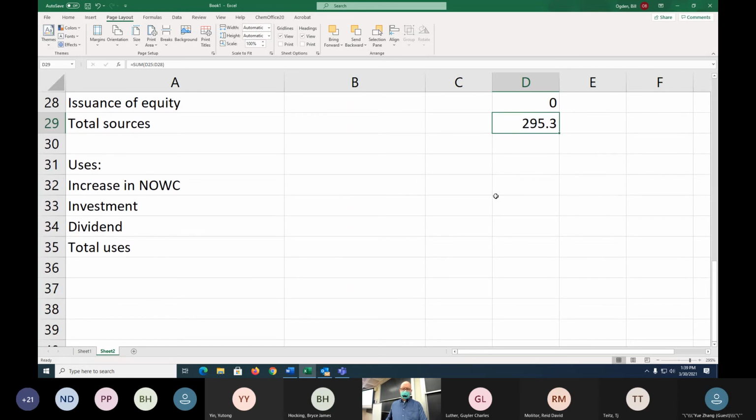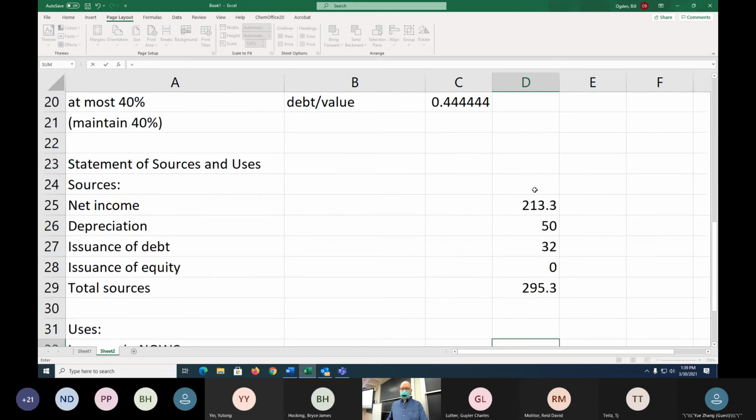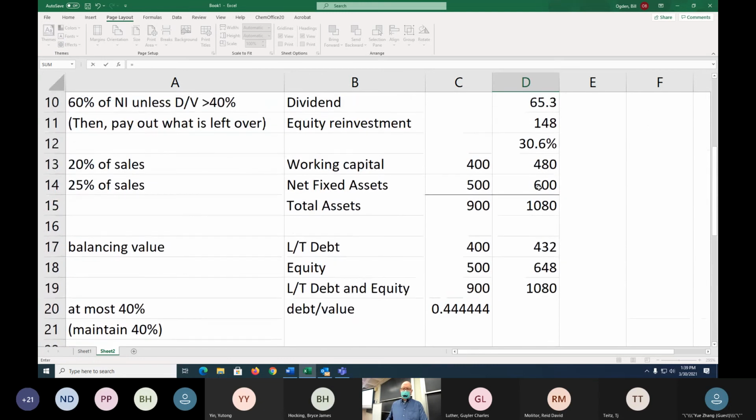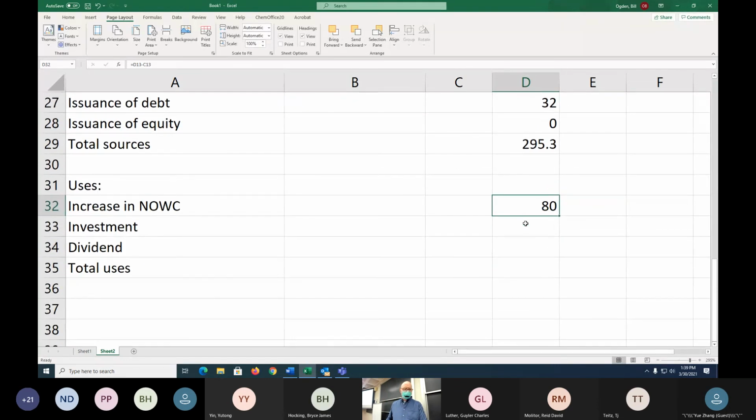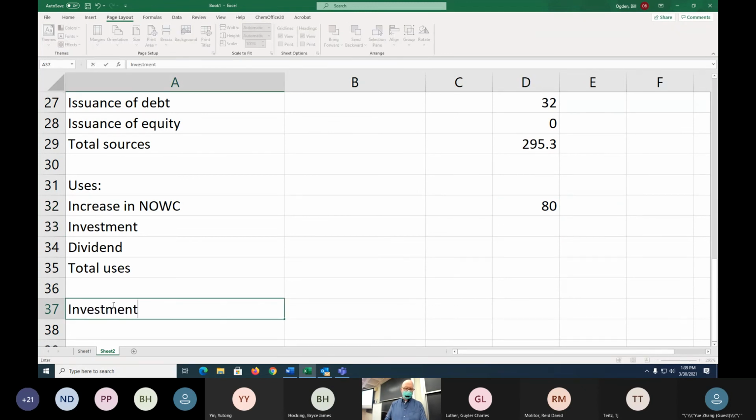Okay, uses. Increase in net operating working capital. That went from 400 up to 480. Investment. Okay, let's come down here. What is investment? Remember on the previous example, I didn't have depreciation, did I?